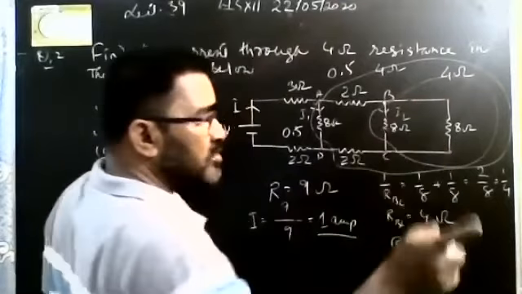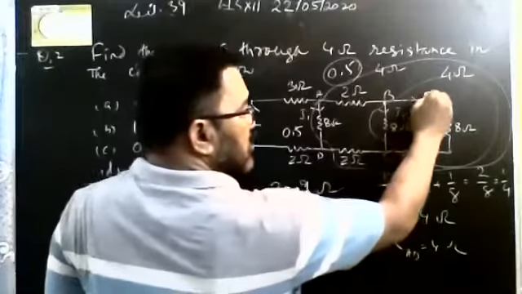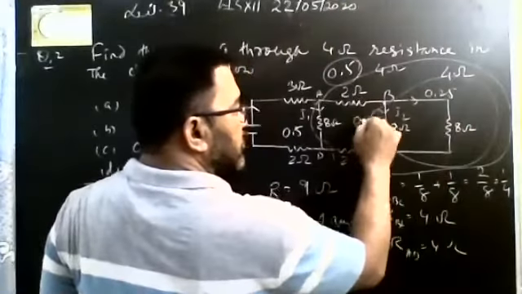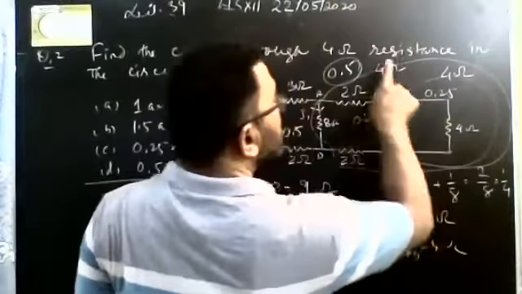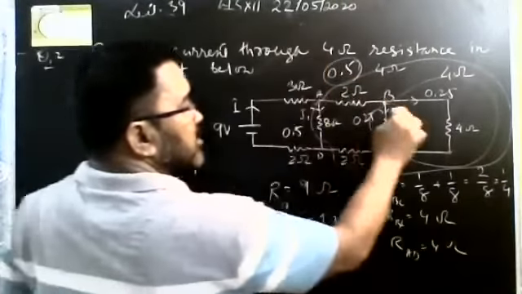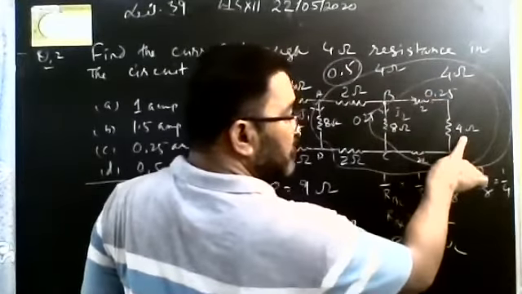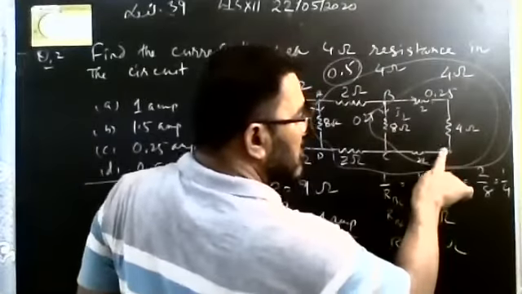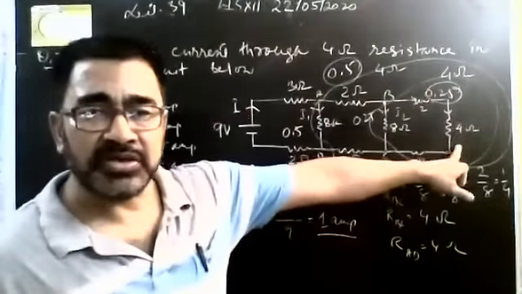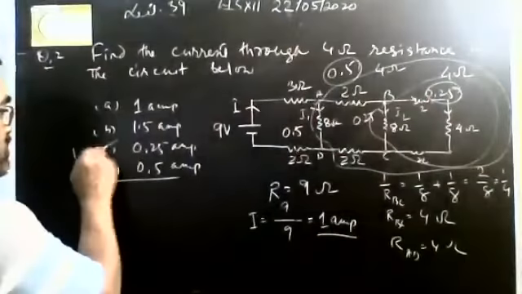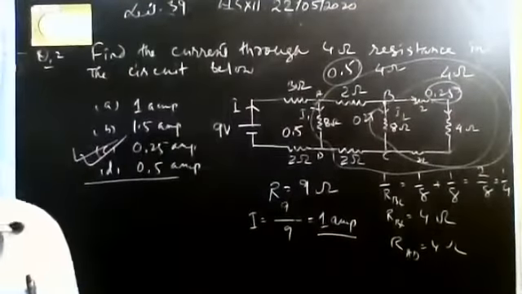So equally divided at this point B, the same current 0.5 ampere will be equally divided, so here it will be 0.25, and in this direction 0.25. Here we are asked to find the current passing through the 4 ohm. Here there is a 2 ohm and one is a 4 ohm. So the same current will pass through. 0.25 ampere current will pass through the 4 ohm. That is, your answer is C. Right? In this way, you have to solve the problem.